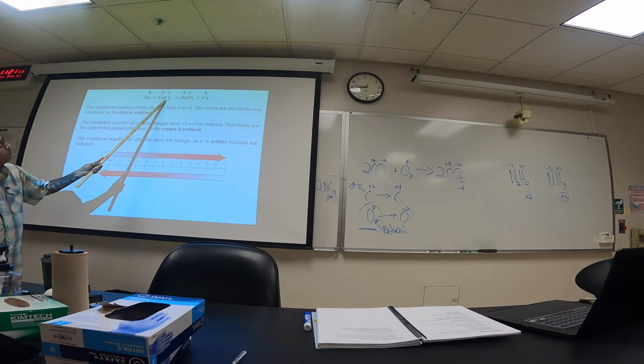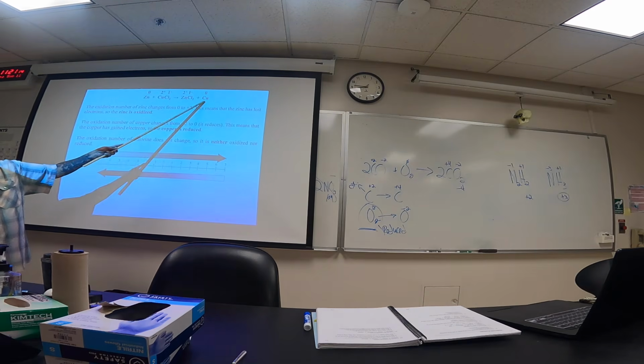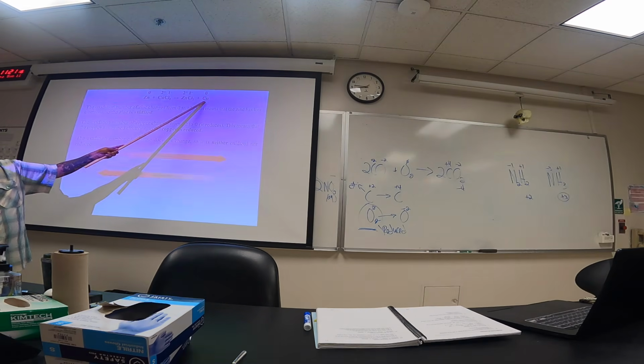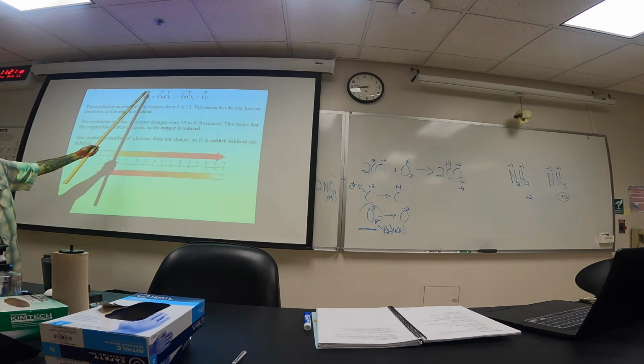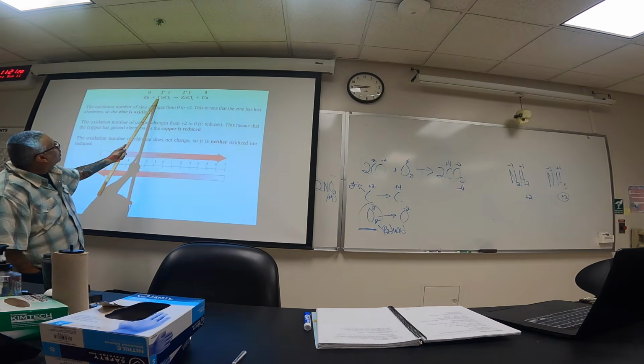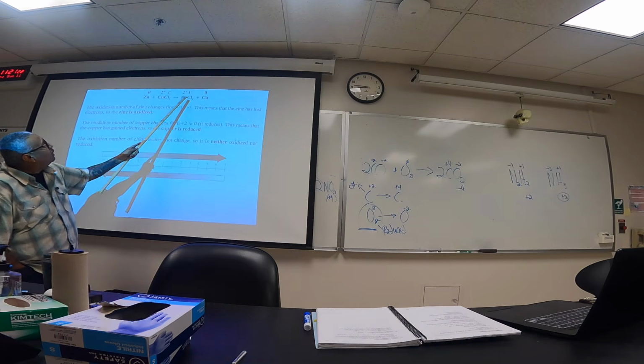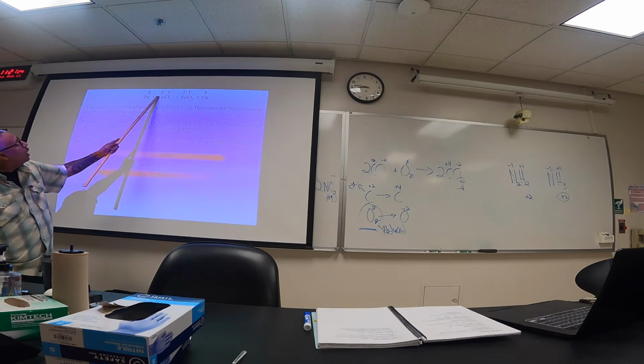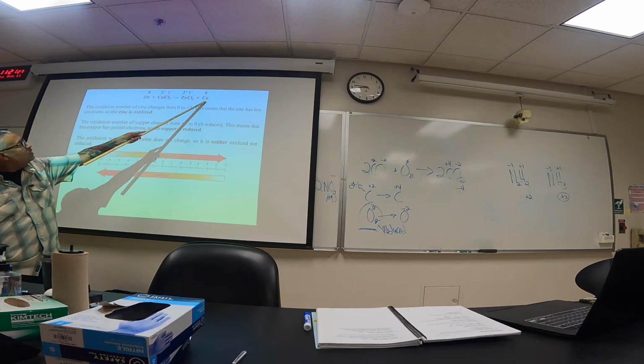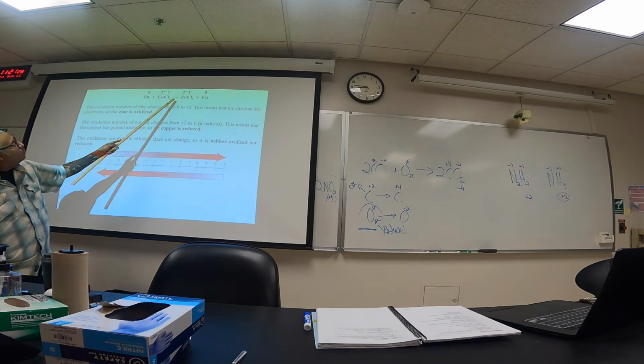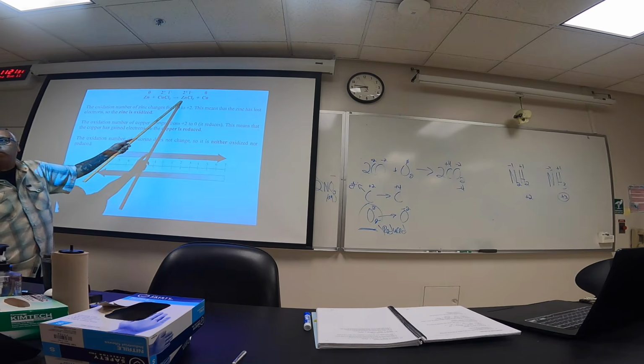Chloride went from -1 to 0. Right? So here, copper went from 2 plus to 0, not chloride. So copper went from 2 plus to 0. Zinc went from 0 to 2 plus.